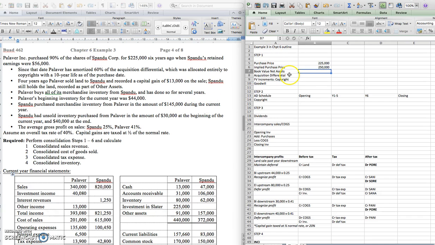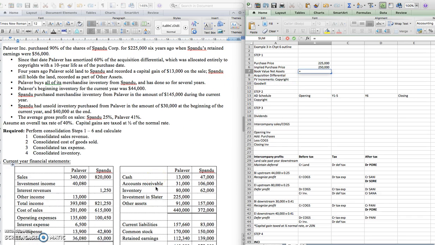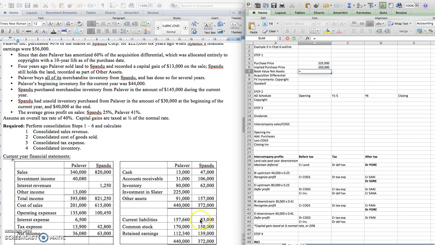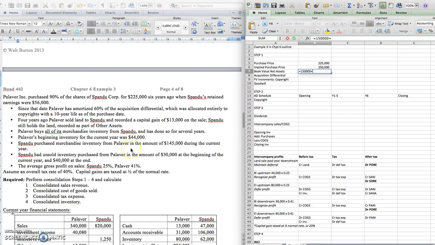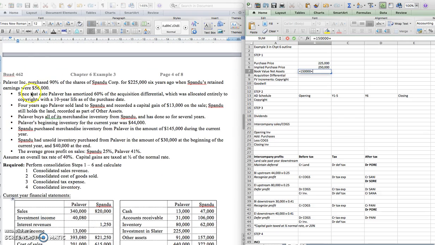Next, we need to go and figure out the book value of our net assets. Well, how we want to do this is we want to take our value, and I'm just going to scroll down here, our common stock of $150,000, plus the information we were provided up here of $56,000. That is their retained earnings when they acquired, or when they purchased these shares of Spandu.